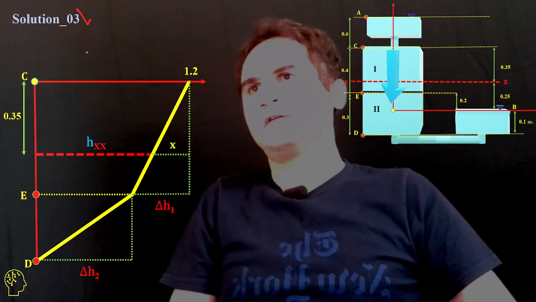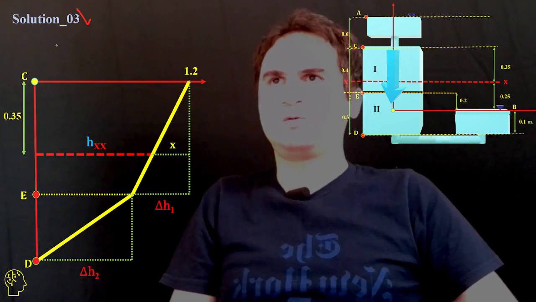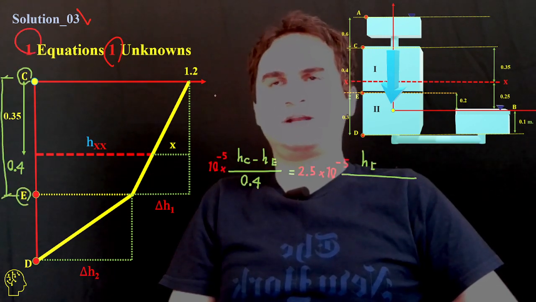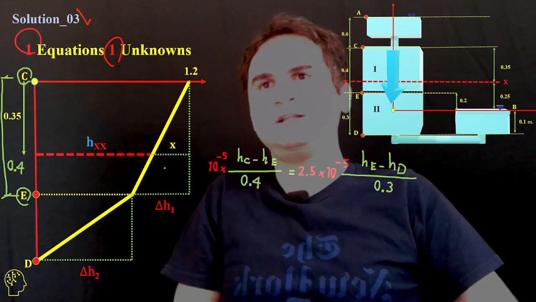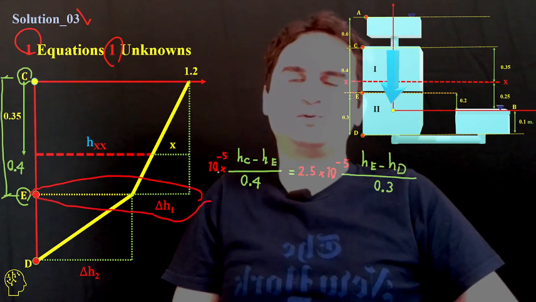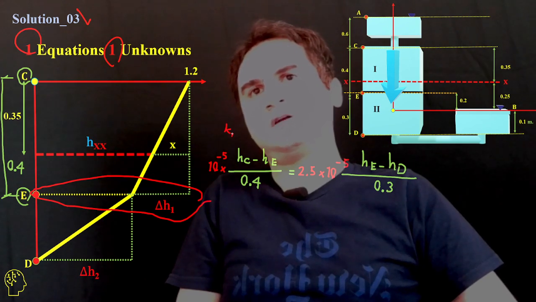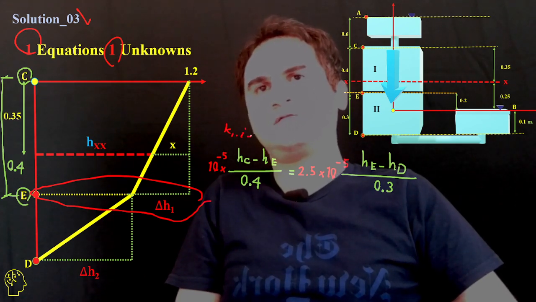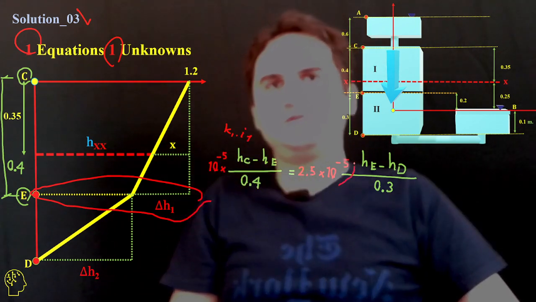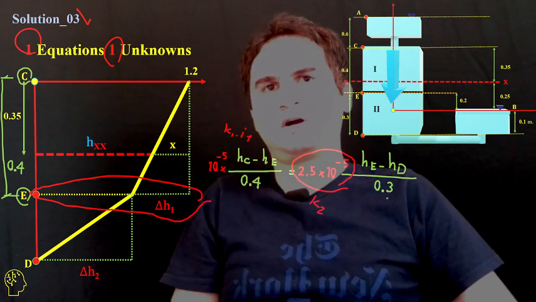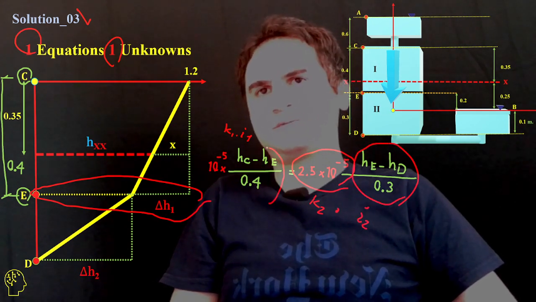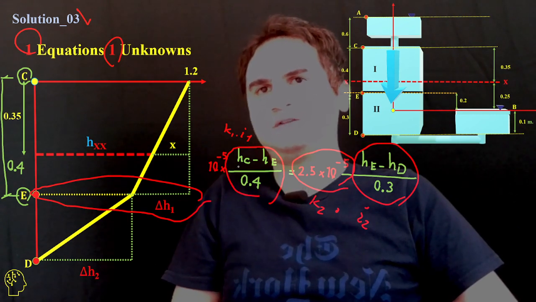If we want to solve this problem with only one equation and one unknown, let's see how we can approach that. And that's the equation of the interface of two soils. This is the interface of two soils. So that means K1 times I1 is equal to K2 times I2. And we just replace that for the interface between two soils.